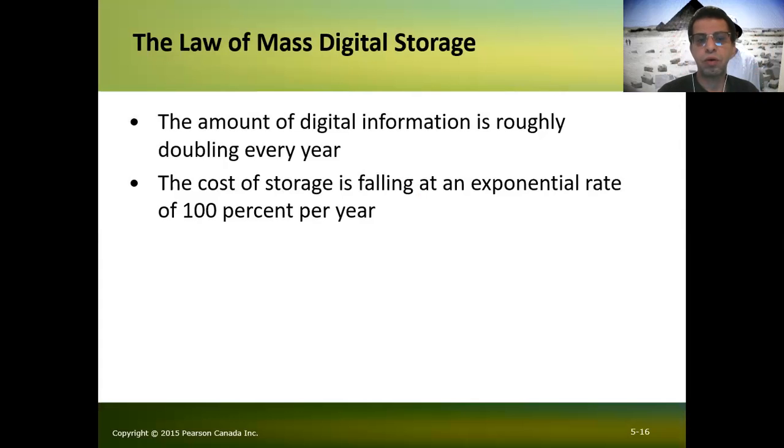Now, there is what you call the law of mass digital storage. The amount of digital information is roughly doubling every year. Now getting a 10 terabyte drive costs you less than $200, and it might be cheaper now. I used to have 1 terabyte, then 2 terabytes, and then we found out 2 terabytes is not enough, and then 4, and now 6. And I'm thinking of buying another one, a 10 terabyte, as a backup to this data that I have.